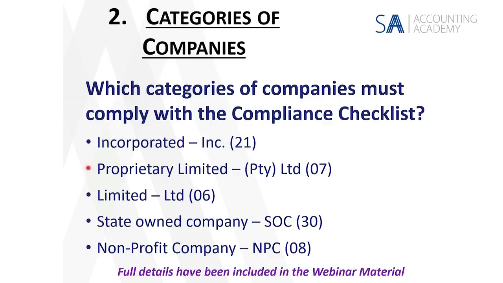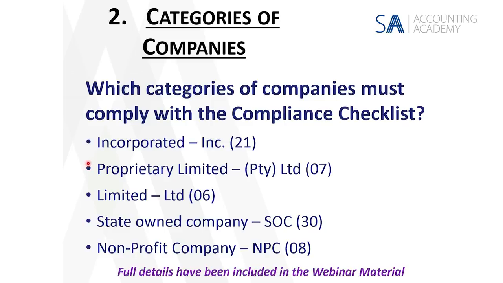Your normal limited company, Pty Limited, is an 07 company. Your limited or LTD company is an 06. State-owned companies end with 30, and NPCs or non-profit companies end with 08. And yes, all of these have to comply. All of them. Now remember that a CC will fall in the same category here as the Pty Limited, because they have limited liability.